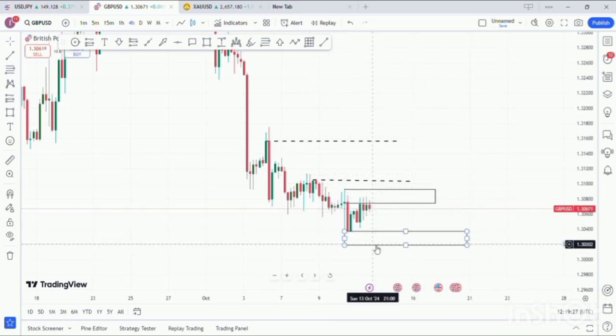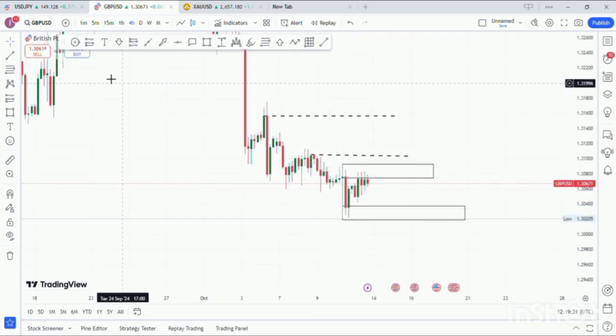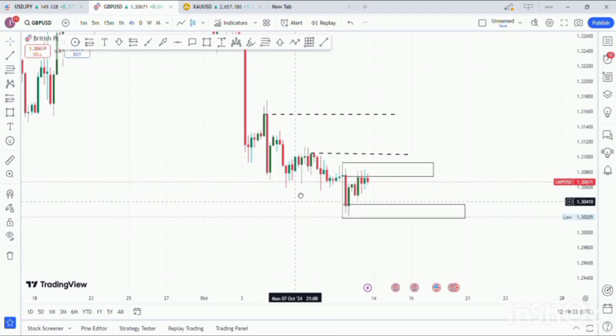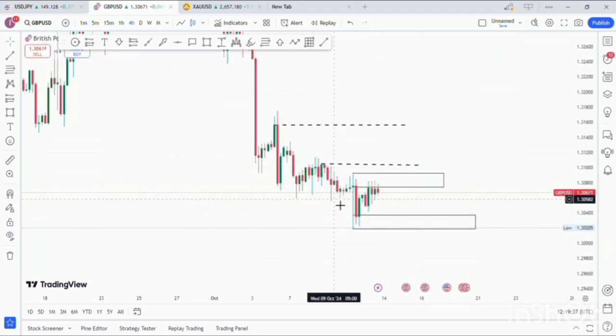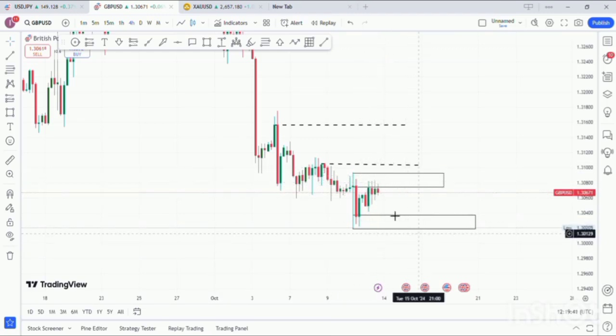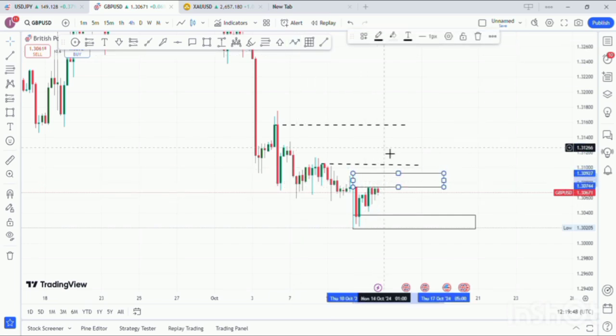If price decides to break below this support zone right here, then it's a confirmation for us on the bigger time frame that price is going to be moving downward, guys. So what we are looking out for on the 4 hours time frame is price breaking above this resistance zone or possibly below this support zone right here. So either breakout confirms its movement to the upside or the downside.